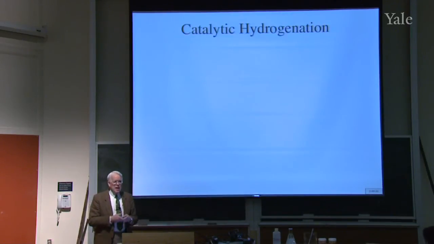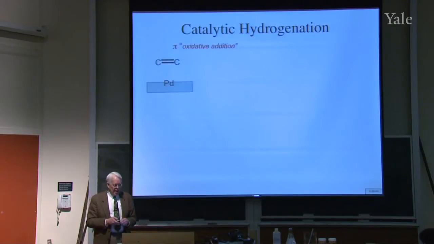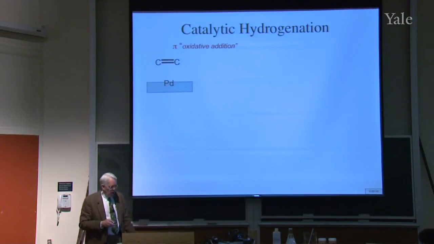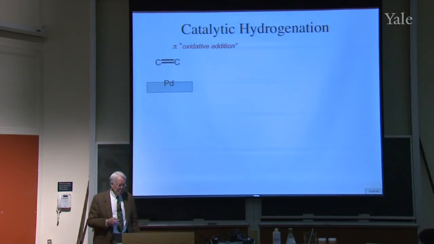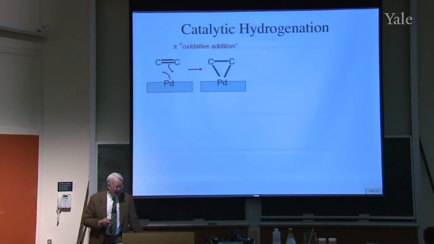Okay, now catalytic hydrogenation puts these two reactions together that we just looked at. You have what inorganic chemists call oxidative addition. That's where we do this, which we just saw is possible. Two electrons can get stabilized because of the orbitals that are available to form something like a three-membered ring here, right? And that's called oxidative addition.